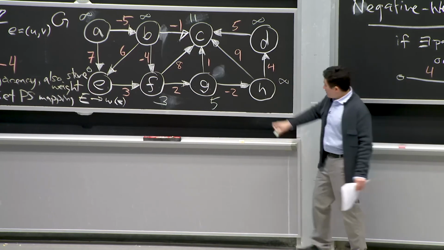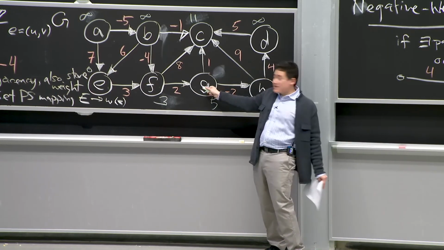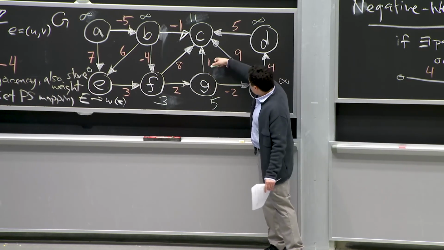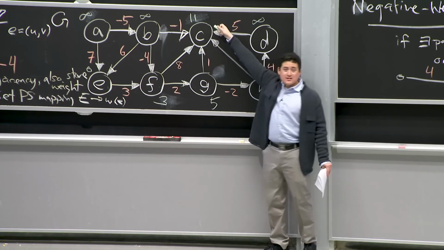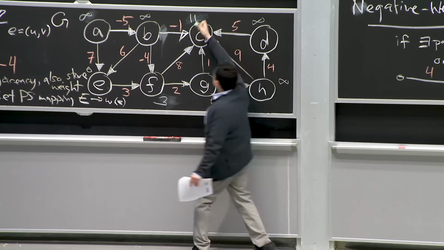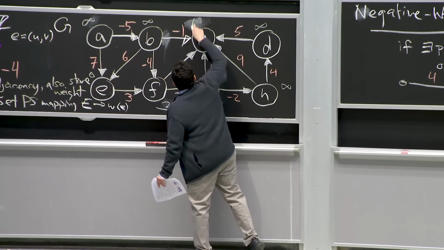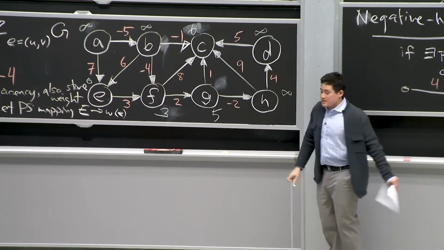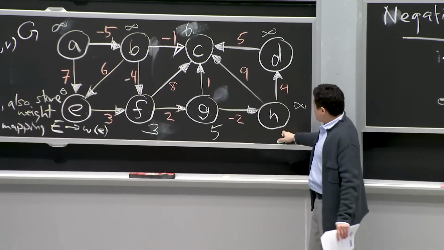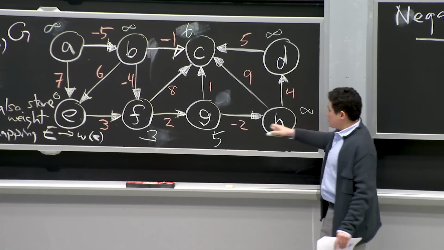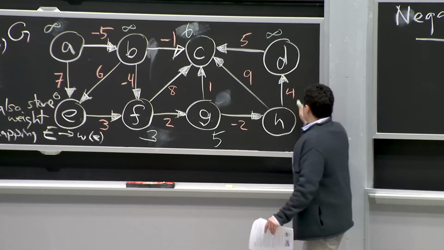Okay? Now I keep going in the topological order. G is the next. 5 plus 1 is 6. So we found a better estimate here, right? This 11 is not as good. 6 is better, so we replace it. Here, we haven't visited before. It's still infinite, so 5 plus minus 2 is 3.